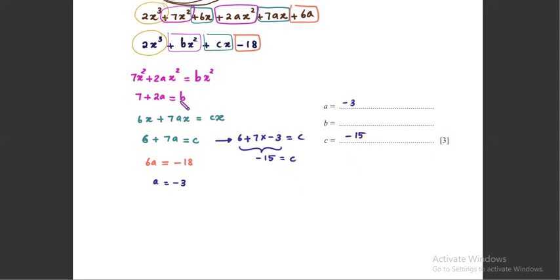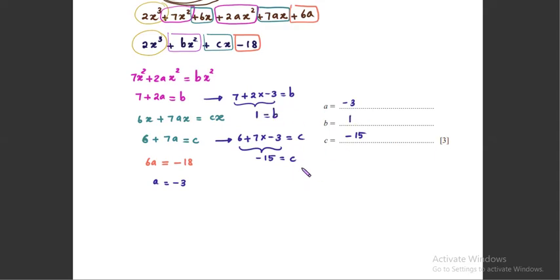The same way, we have to find what b is. To find what b is, we know what a is. So it's going to be 7 plus 2 times the value of a. The value of a is negative 3. So this gives us what b is. 7 plus 2 times negative 3: 2 times negative 3 gives us negative 6. 7 plus negative 6 gives us 1, which is equal to b.